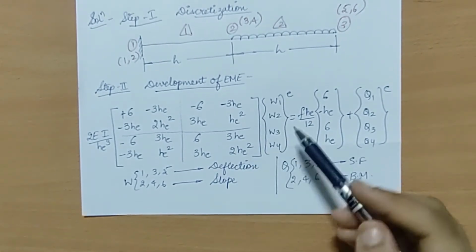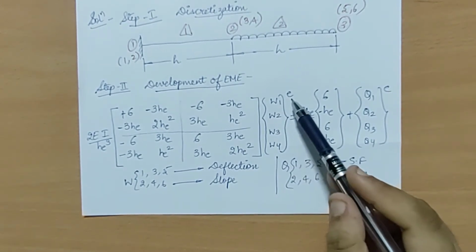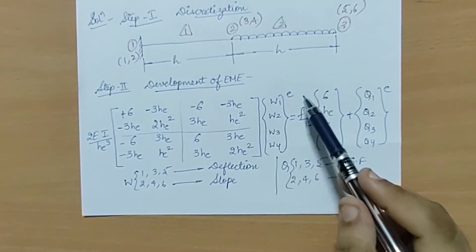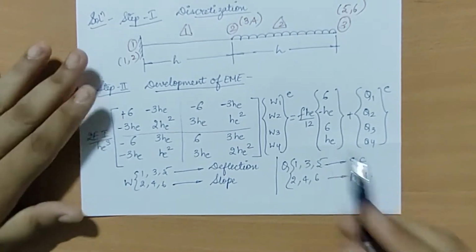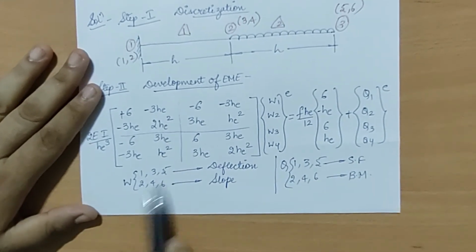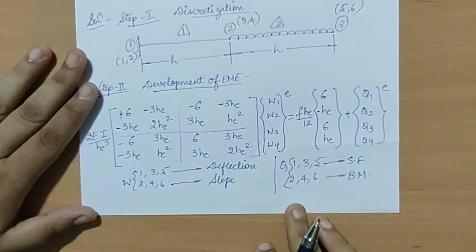Because when you write EME, you will always be writing like this: W1, W2, W3, W4 raised to 1 or 2 or 3, however many elements you have. But when you write the GME, at that time you will have to write down for odd and even numbers. So you can just remember using this kind of a technique.